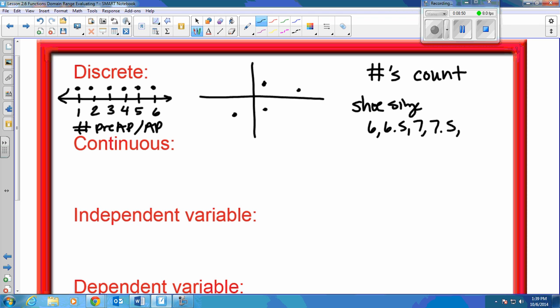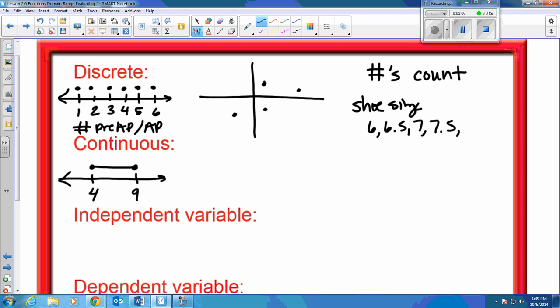You either wear a 6 or you wear a 6.5. There's nothing in between the two. Continuous variables are connected. So if I graph continuous variables on a number line, I would be talking about everything between 2 points. So I'd have the line connecting.